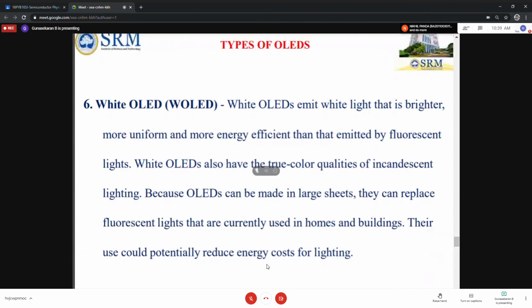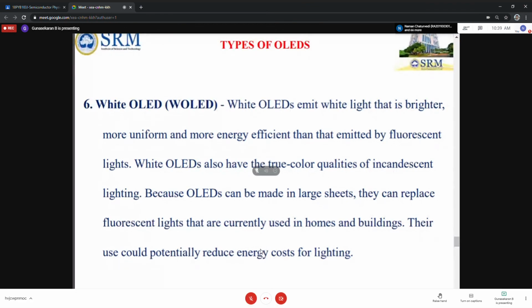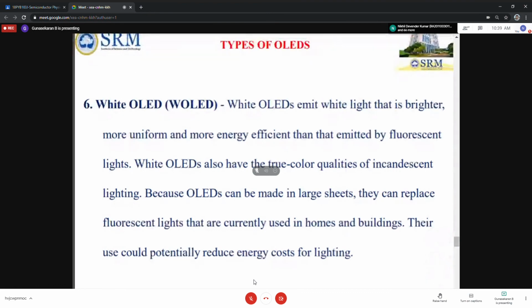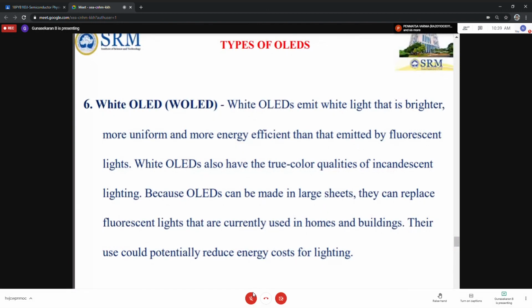I think you see nowadays the new flats or any new constructions are using only OLEDs, the organic light emitting diodes, especially this type of white OLEDs. So you get less power consumption and more brightness also. Okay, understand? Yes or no? Yes. Okay.